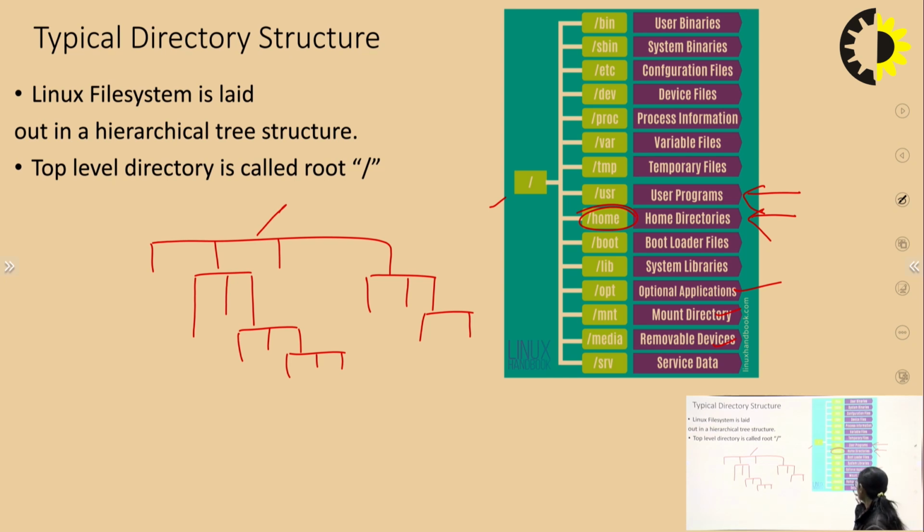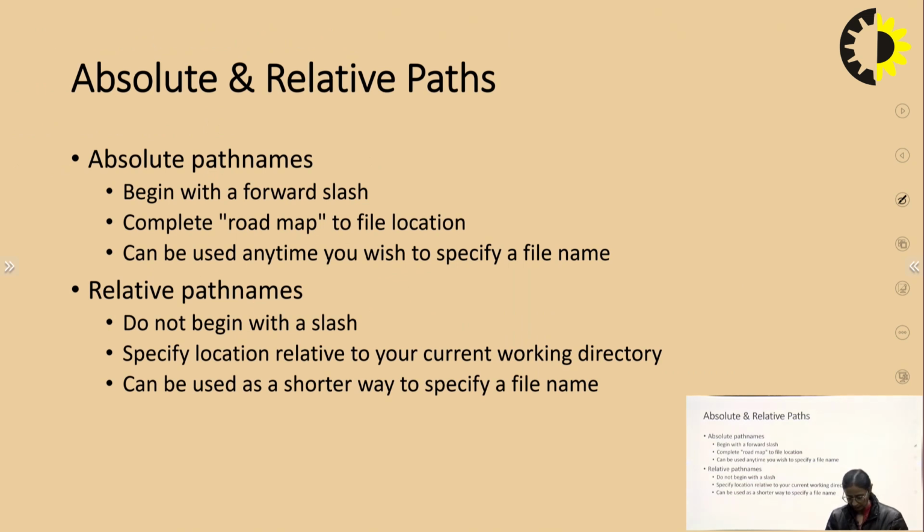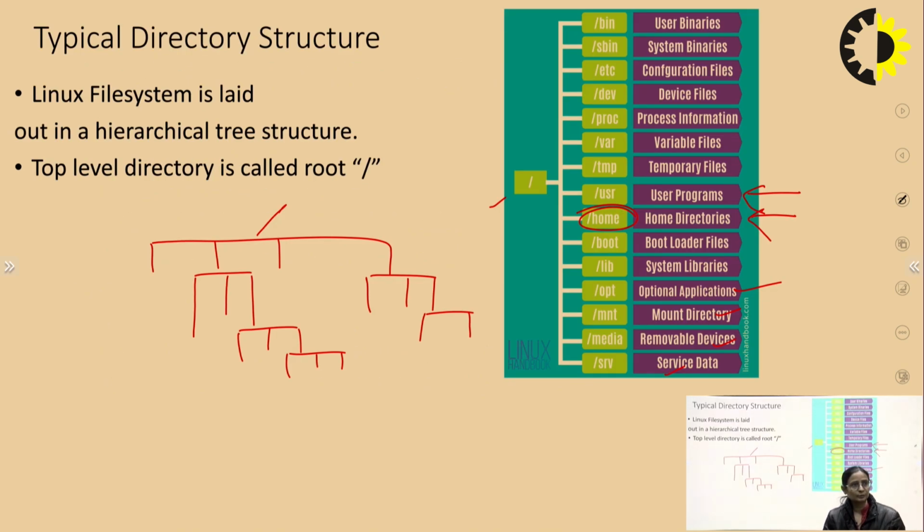Then I have the service data directory. So this is, you could say, a basic directory structure, and it will grow later on. For example, if you have been placed in the home directory, then you can create your own files. Like this, the directory structure grows.